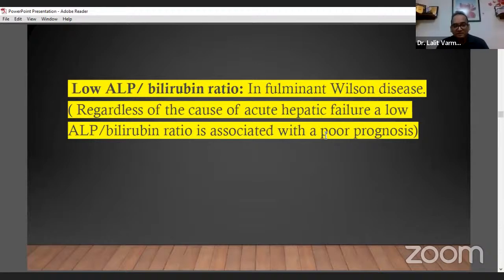So another ratio which is very important is the low ALP to bilirubin ratio. In fulminant Wilson's disease, regardless of the cause of acute hepatic failure, a low ALP over bilirubin ratio is associated with poor prognosis. So this is very important. If your bilirubin is super high and ALP is low, then it is fulminant Wilson's disease.